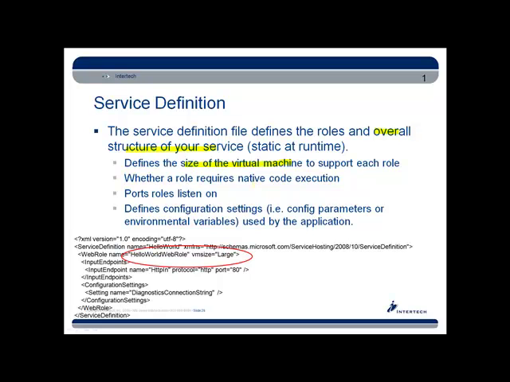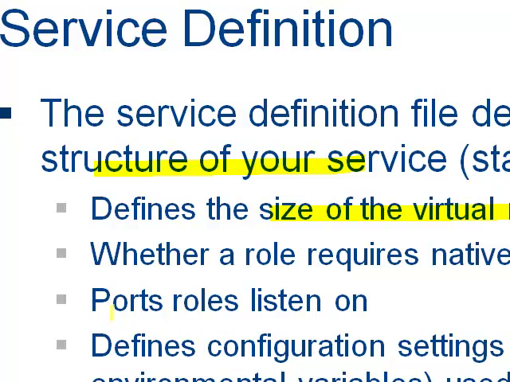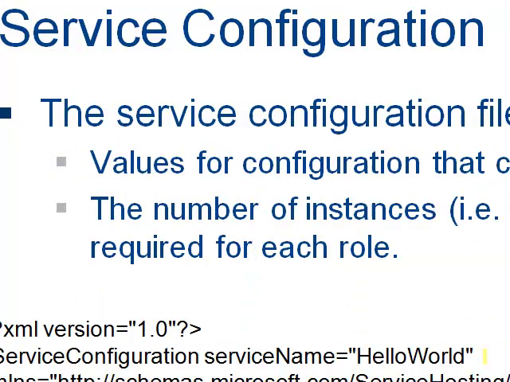Also defined inside of the service definition file are things like whether or not you're going to need access to the actual native code environment out there, whether you're going to execute code outside our managed code of, say, C# or Visual Basic. It also lists what ports we're going to use, and defines what we call our configuration setting variables. Now, this is where we set up the configuration settings, but not where we actually provide values. And we'll talk about that when we see the next file here in just a bit.